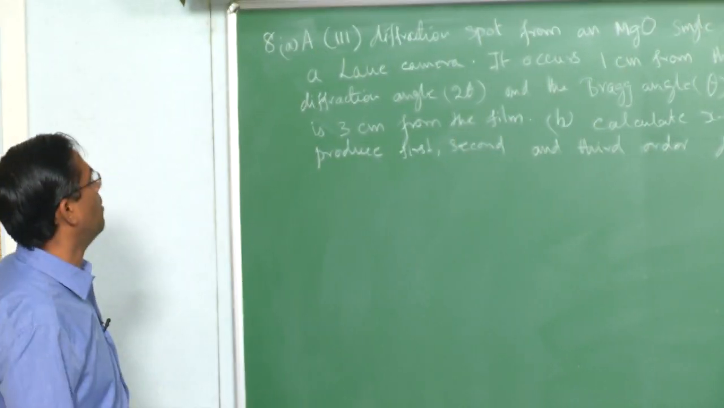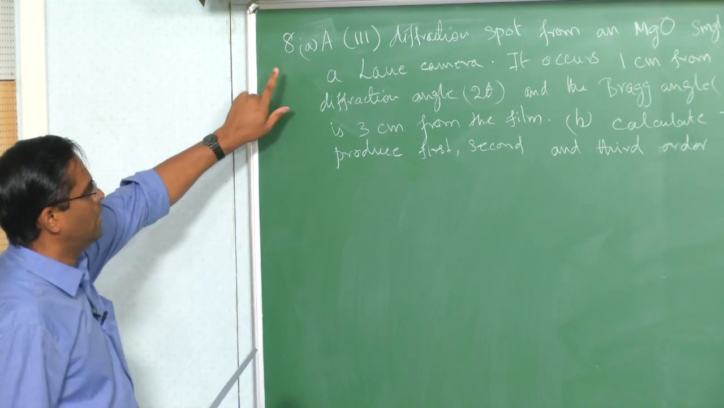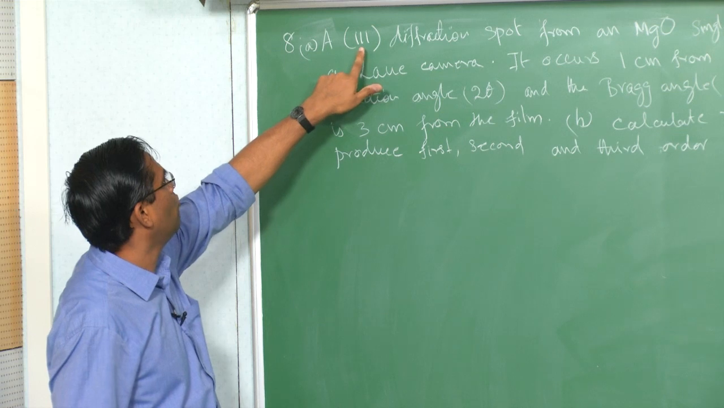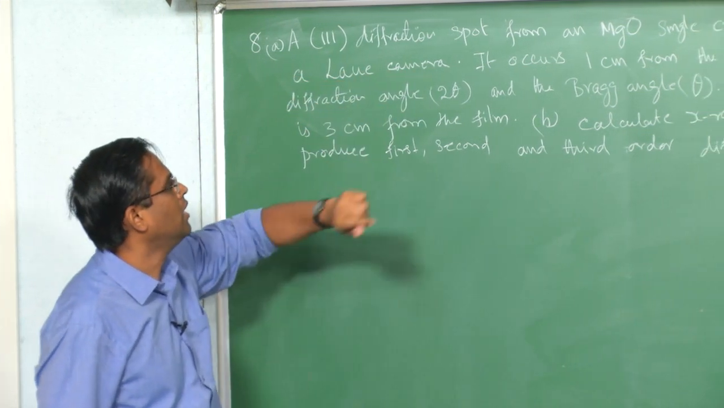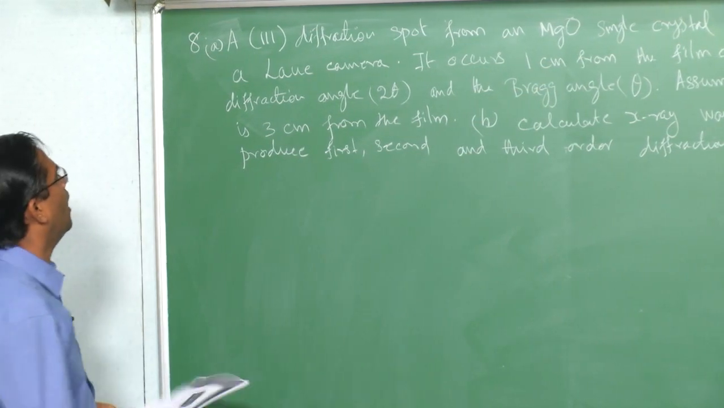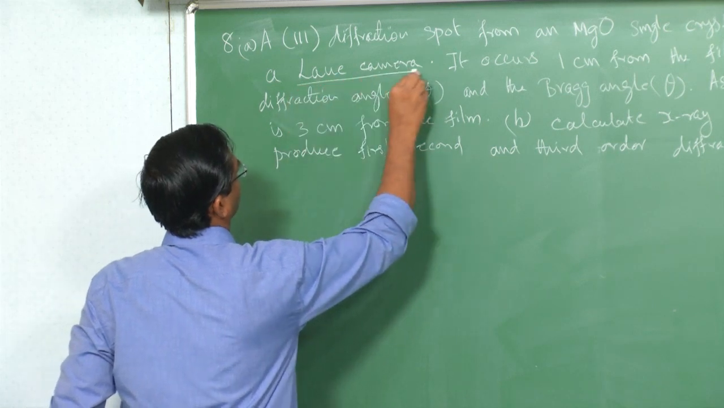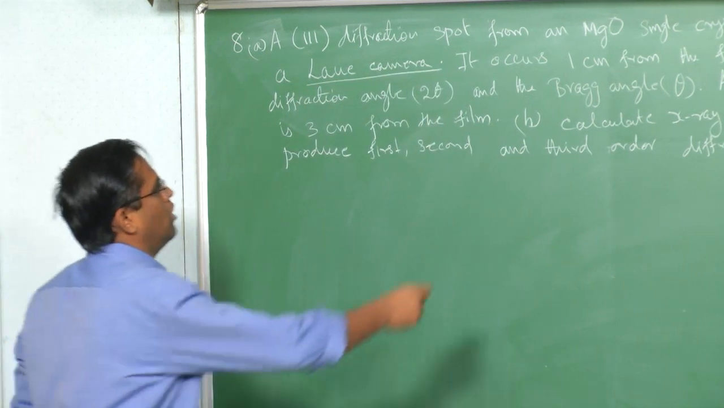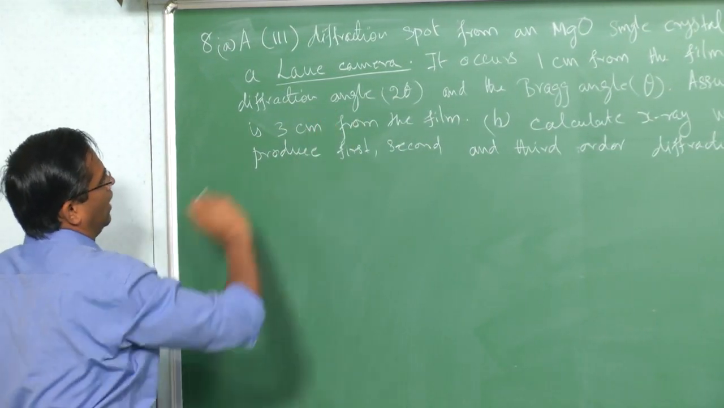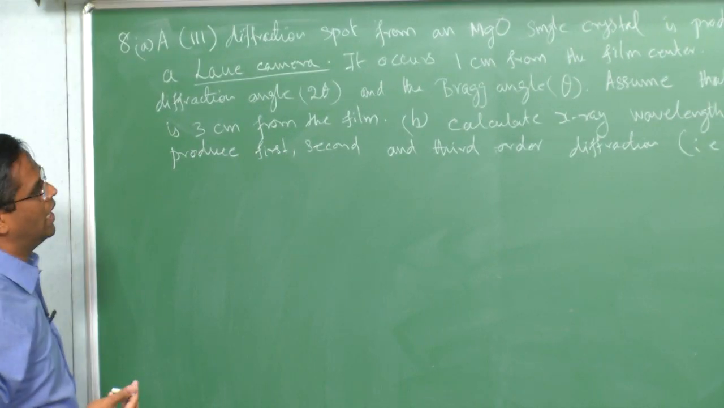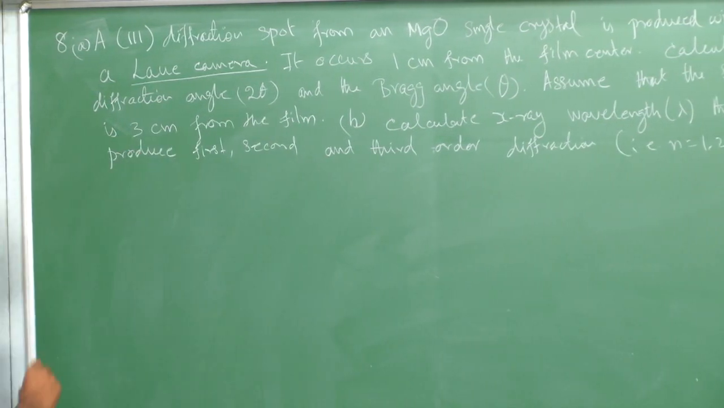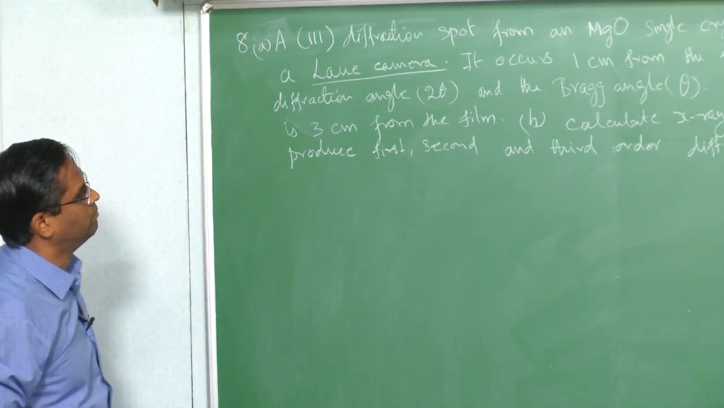Okay, let us read this problem. The problem has two parts. The first part is: a 111 diffraction spot from an MgO single crystal is produced with the Laue camera. It occurs 1 centimeter from the film center. Calculate the diffraction angle 2 theta and the Bragg angle theta. Assume that the sample is 3 centimeter from the film. That is the first portion.